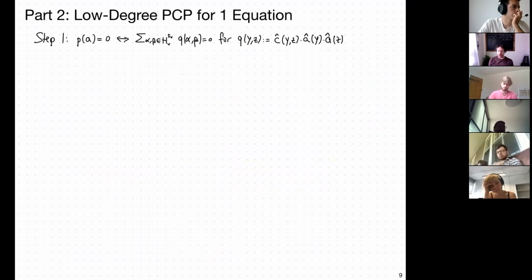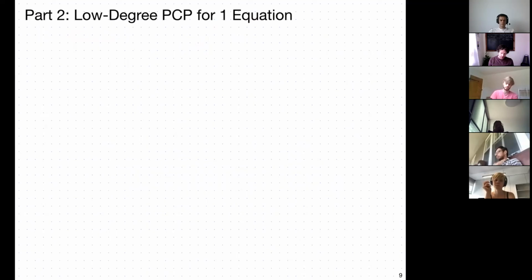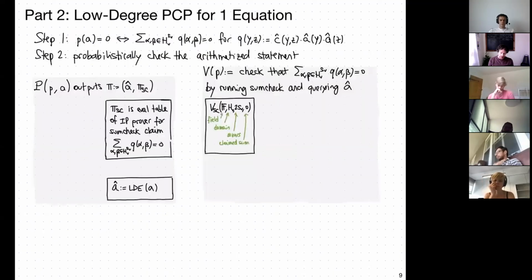Okay, so let's see how this works, and hopefully this will also clarify the protocol a bit. Suppose that we have a satisfying assignment A. When will the polynomial p be equal to 0? It would be equal to 0 if and only if this summation over the hypercube is also equal to 0, because we arithmetized it, we chose this polynomial such that p is 0 if and only if this happens, right?